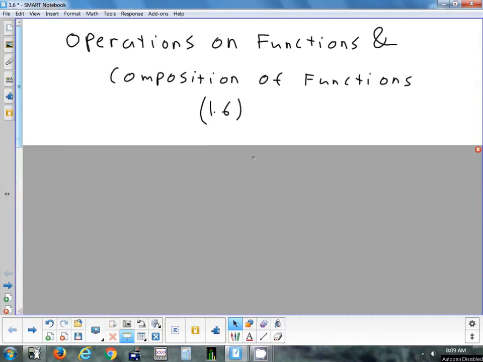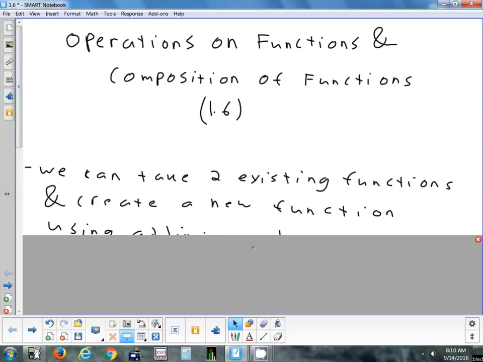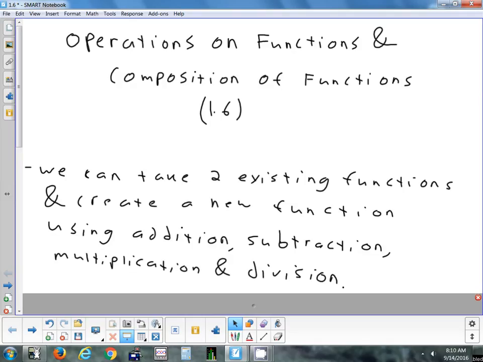So our last section in 1.6 is on different operations we can do with functions. As I said earlier, how we can combine two functions together. One of the operations we'll study that's a little more advanced is called composition. Basically, the idea is we can take two functions that we already have and combine them together using addition, subtraction, multiplication, or division, and we can create a new function.